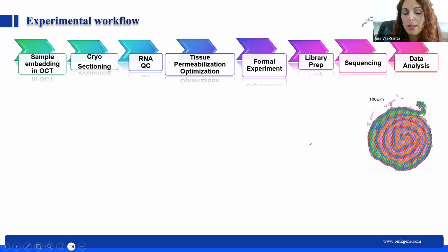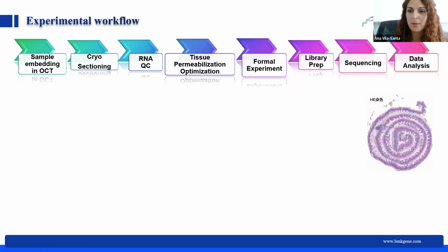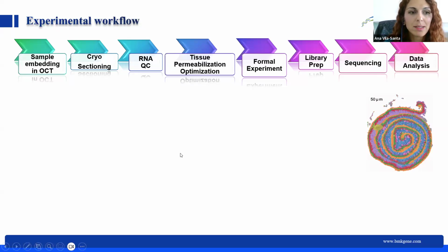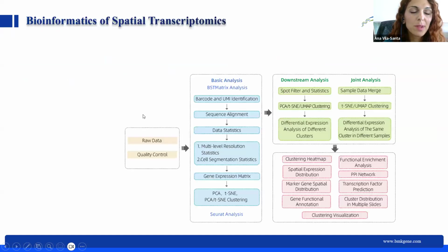And after that, we have a data analysis. So basically all the bioinformatic analysis that we can get out of the data. And now let's take a little bit of a look at the bioinformatics part. So it starts with raw data. Of course, we do a quality control to ensure that the sequencing procedure went correctly, and there is a list of parameters to analyze quality control in the context of spatial transcriptomics.